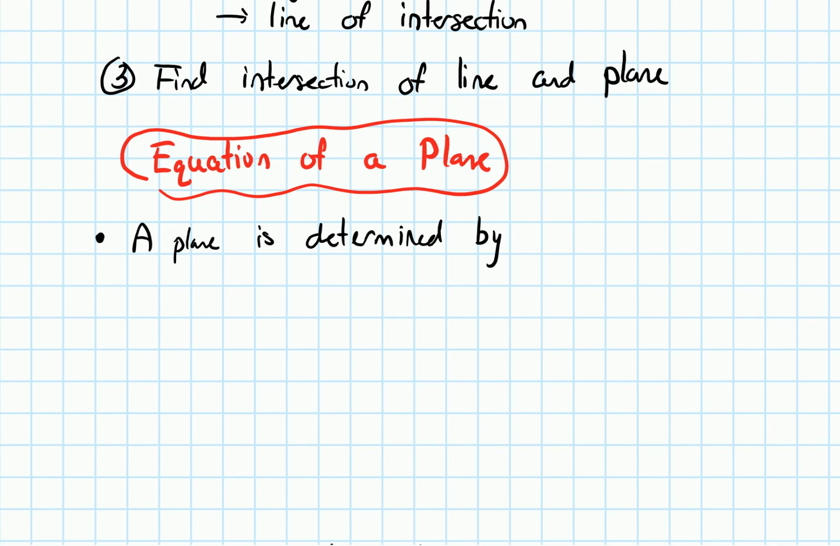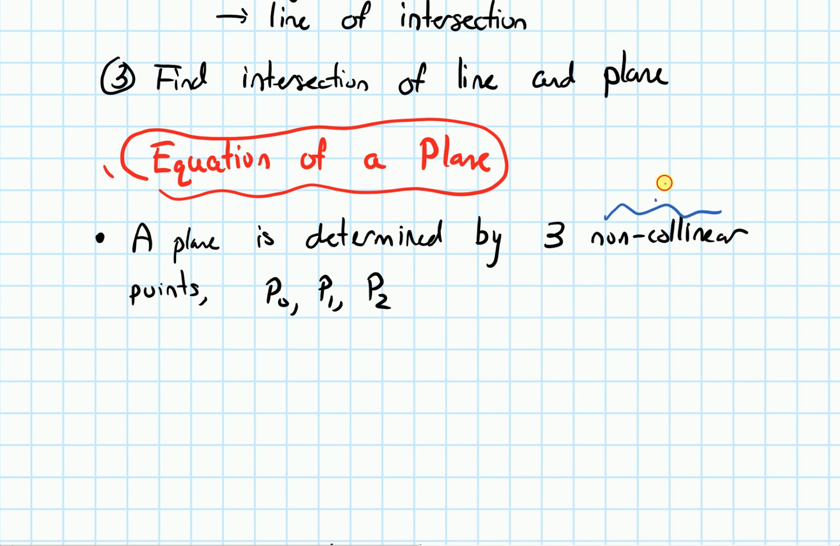In this video, we will try to derive a formula for the equation of a plane. I want to begin by making the following observation. A plane is determined by three non-collinear points. Let's call them P0, P1, and P2. Non-collinear means they are not all on the same line.